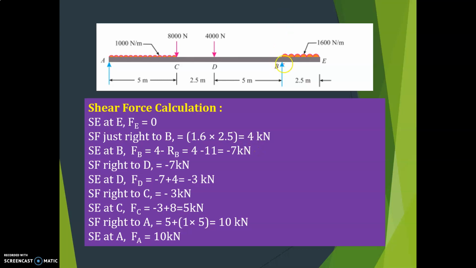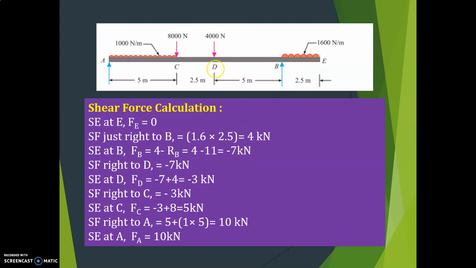Next shear force at B. What is that? Till here it is 4 kilonewton. So plus 4 minus RB. Why minus RB? This is right side upward, that is negative. So 4 minus RB, and RB is 11. So 4 minus 11 is equal to minus 7 kilonewton.